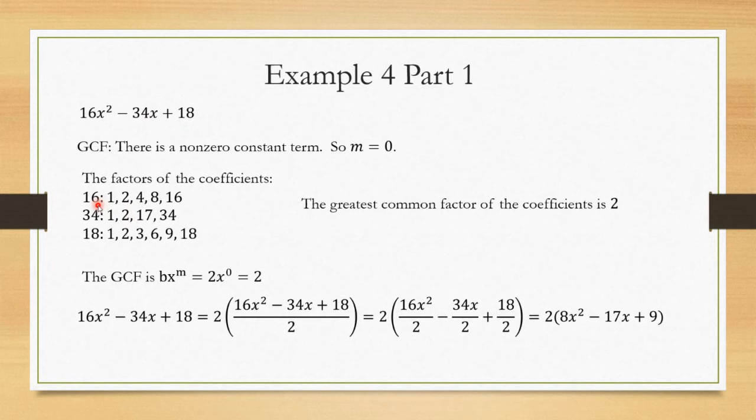For 16, the factors are 1, 2, 4, 8, and 16. For 34, we have 1, 2, 17, and 34. How did I know to get 17? I basically took 34 divided by 2, and that's how I got 17.